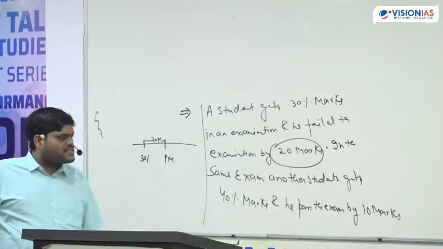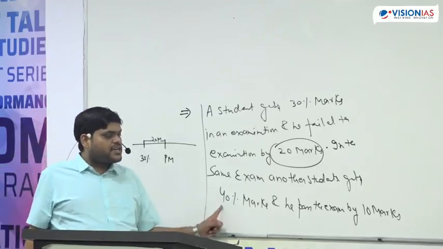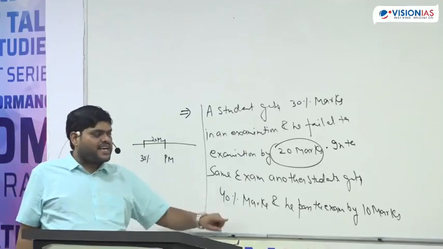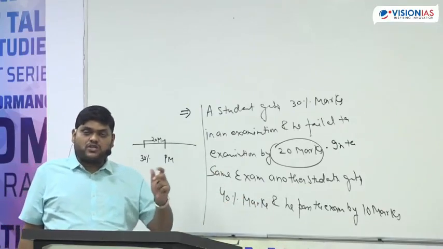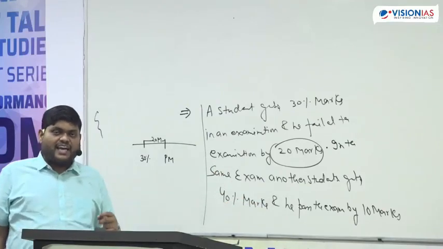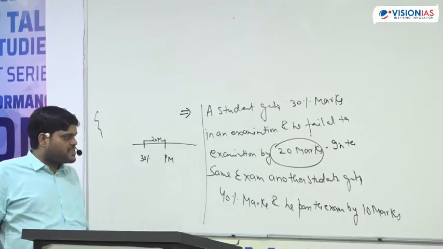Now the second case: another student got 40% marks and he passed the examination by 10 marks. That means he is getting 10 marks more than the passing marks.